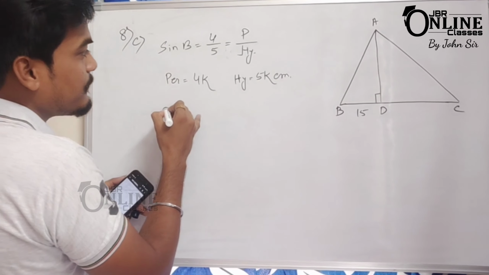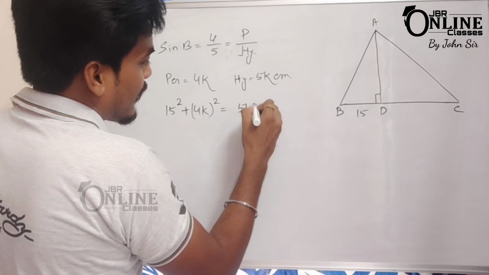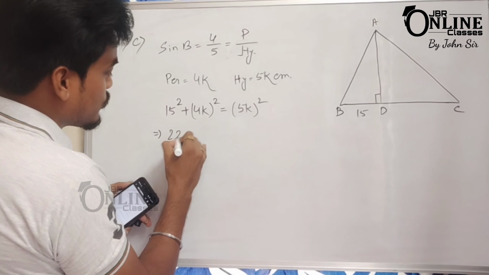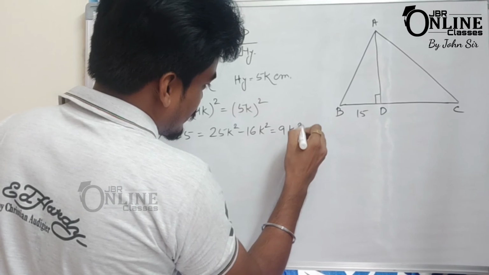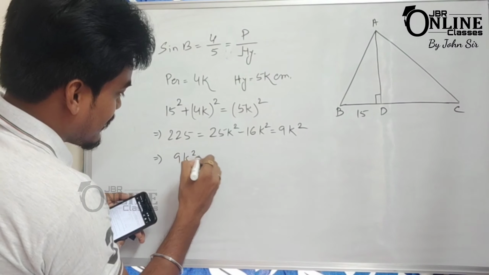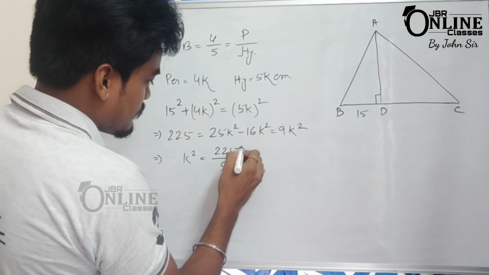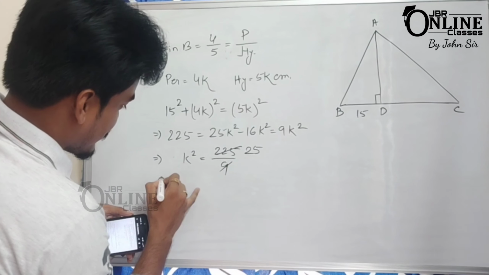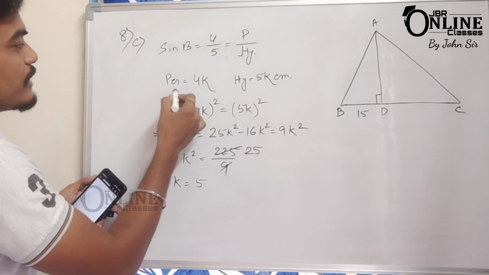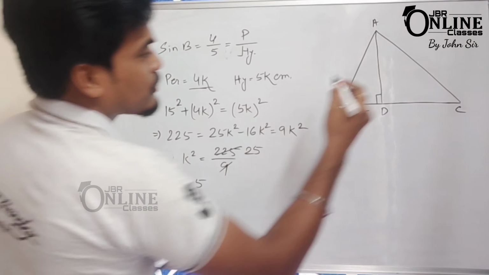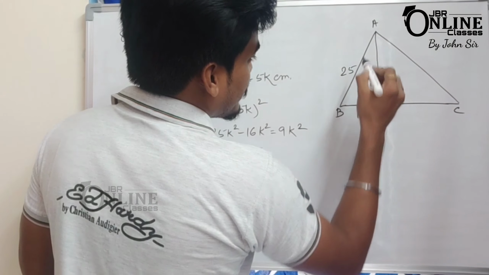So by Pythagoras theorem, 15 square plus 4k whole square, so that equal to 5k whole square. So that equal to 225, here 25k square minus 16k square and that equal to 9k square. So 9k square, so that means k square equal to 225 by 9. So here k equal to 5. So if k square equal to 25 and k equal to 5, so that means perpendicular equal to 4 into 5, so that equal to 20, and hypotenuse equal to 5 into 5, so that equal to 25.